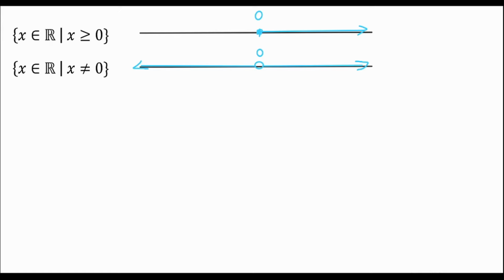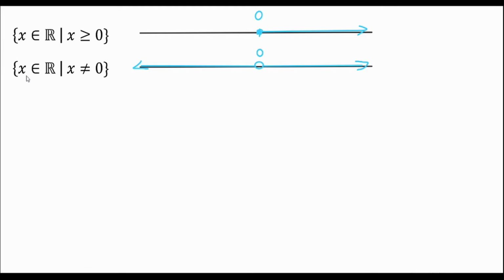Okay, so now that we have an understanding of set builder notation, let's look at these two examples and their representation on the number line. First we have x is an element of the real numbers such that x is greater than or equal to 0. Now we have this greater than or equal, which means that the dot on 0 must be filled in because this is including the 0.